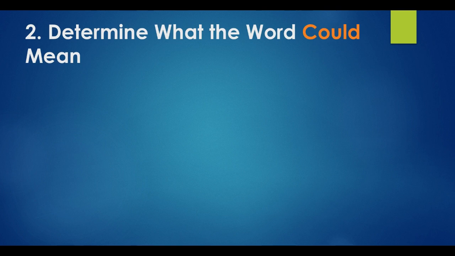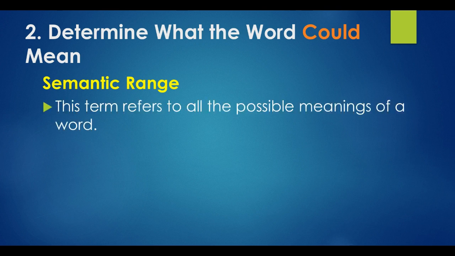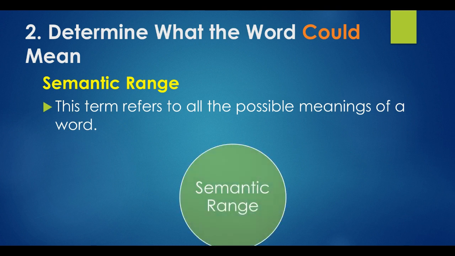Well, the second step is this. After you've chosen the word, then you need to determine what that word could mean. Now, when it comes to this, we're talking about what is called a semantic range. That is, this is the term that refers to all the meanings of a word. So if we think about that, it's like this circle. This is every little thing that a word could mean. Let's take, for example, the word spring, S-P-R-I-N-G. Well, a spring can mean several things. It could be a source of water in the woods.